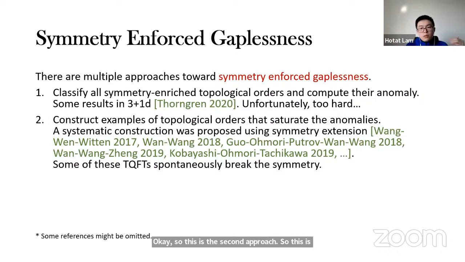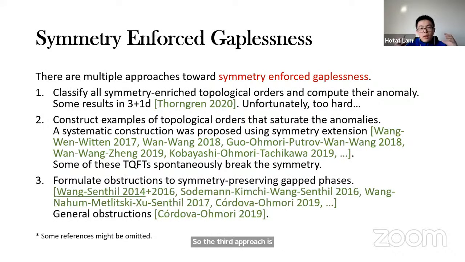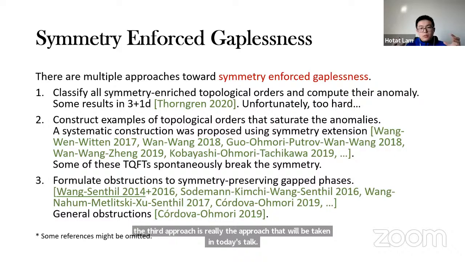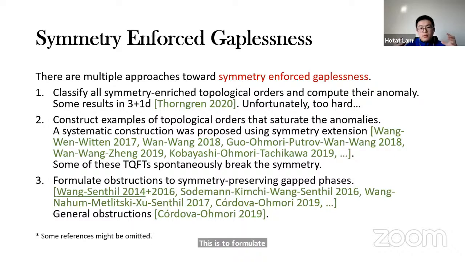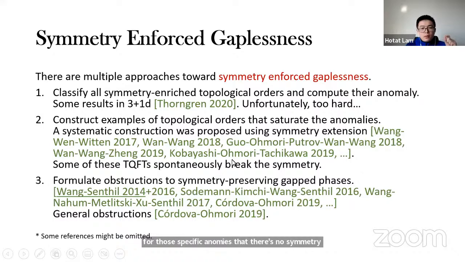So the third approach is really the approach that I will be taking in today's talk. This is to formulate some obstructions to symmetry-preserving gapped phases. There have been several papers that discuss explicit examples of anomalies, and they show that for those specific anomalies there's no symmetry-preserving gapped phase. And in fact, the term symmetry-enforced gaplessness was first coined in this paper, if I'm correct.